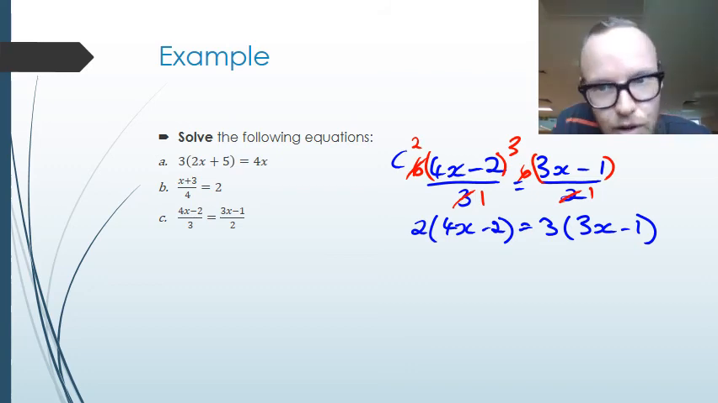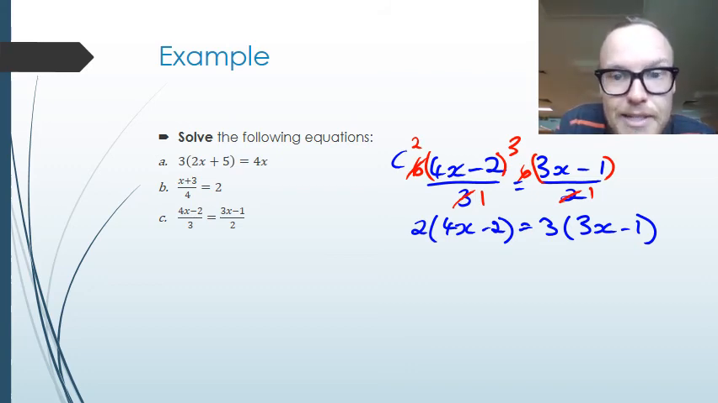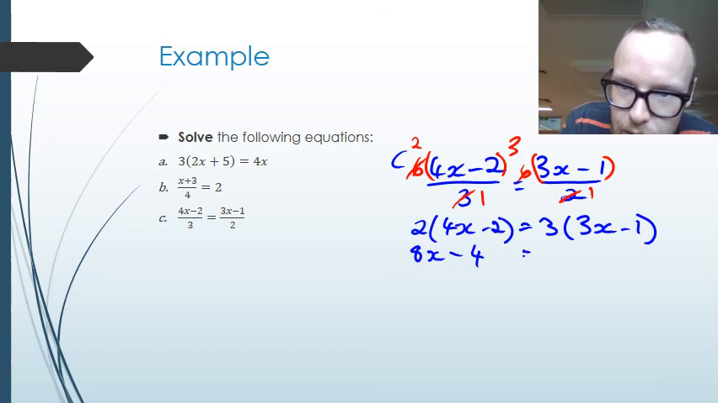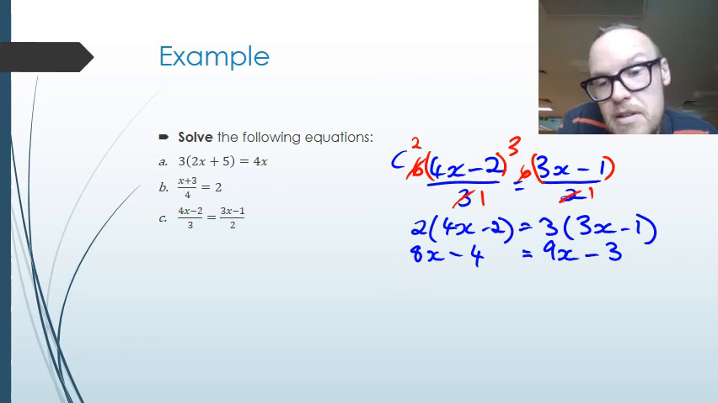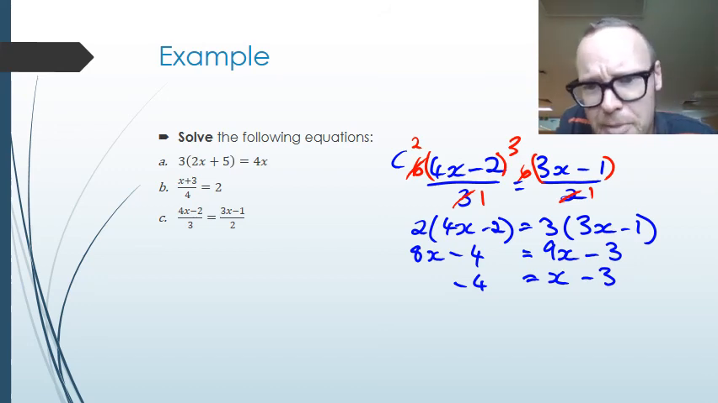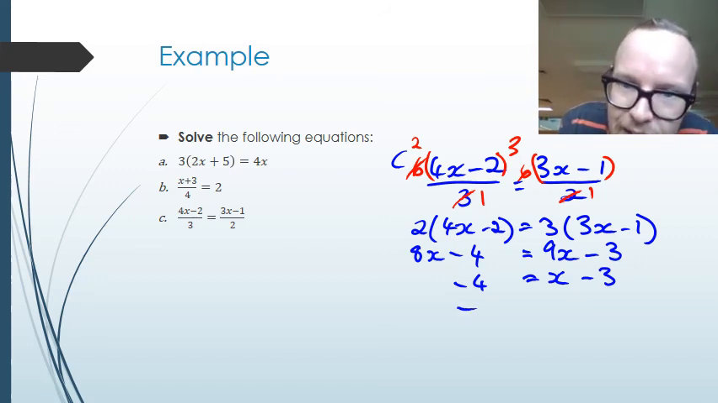So we can then solve this very easily by expanding the brackets and then collecting like terms. So here, if I expand the brackets out on the left-hand side, I'll get 8x minus 4 equals 9x minus 3. What am I going to do? I'm going to subtract 8x from both sides and get negative 4 equals x minus 3. Then I'm going to add 3 to both sides. So I'll get negative 1 is equal to x. So it means our value for x is equal to negative 1.